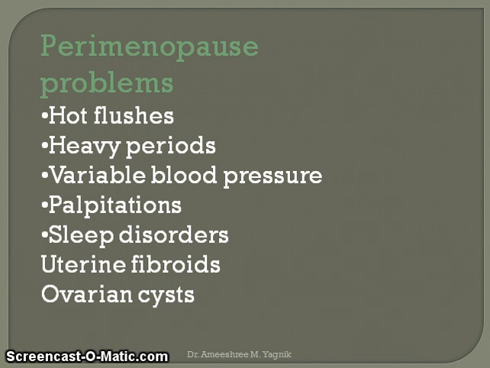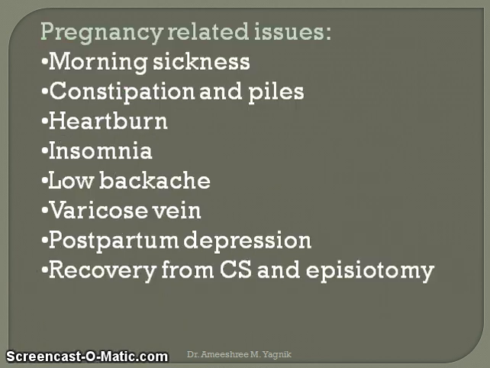So what are the symptoms which will appear during menopause or before the starting of menopause? That is hot flushes, meaning an excessive feeling of heat in the body, then heavy periods, then variable blood pressure, palpitation. What is the meaning of palpitation? Palpitation means one can feel their own heartbeats. That is known as palpitation. Then sleep disorders, uterine fibroids and ovarian cyst. All these are the conditions in which homeopathy will be useful.